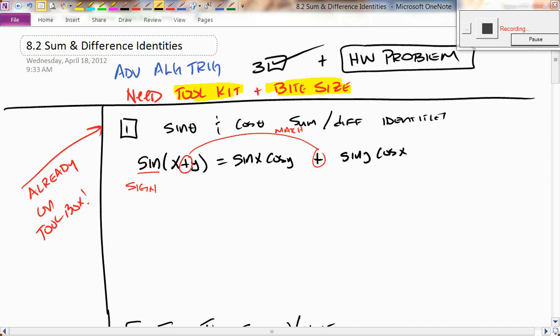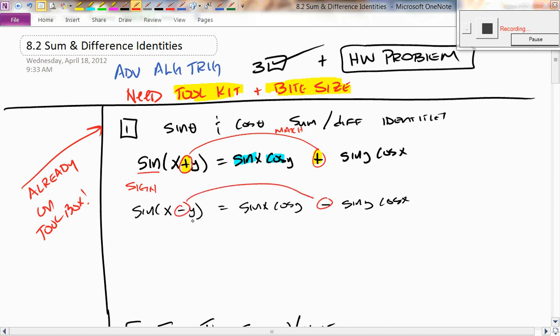I just wanted to point out to you that these two signs need to match, and the front two trig functions are going to be different. It's going to be sine times cosine. So if I ask you, let's talk about sine of x minus y, do you think you could write the formula out? If you just know those couple little tricks, it's going to be sine x cosine y, plus or minus? Minus sine y cosine x. So again, those need to match up.